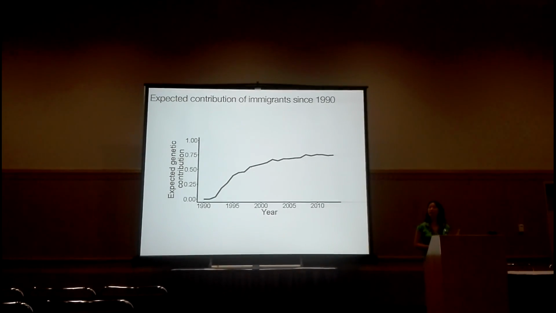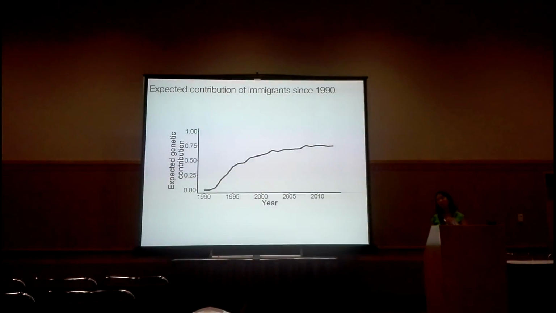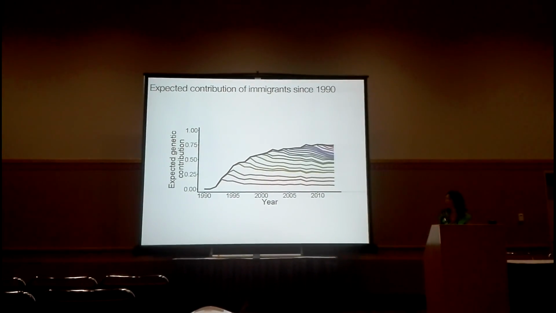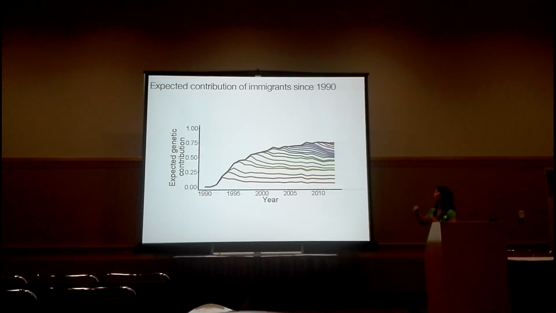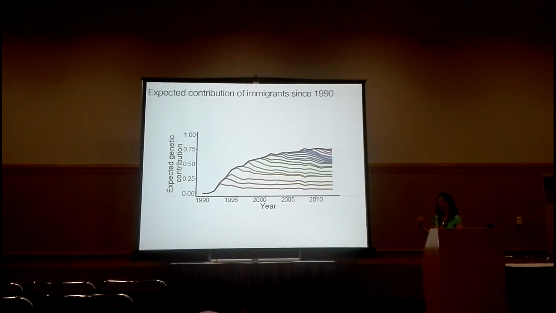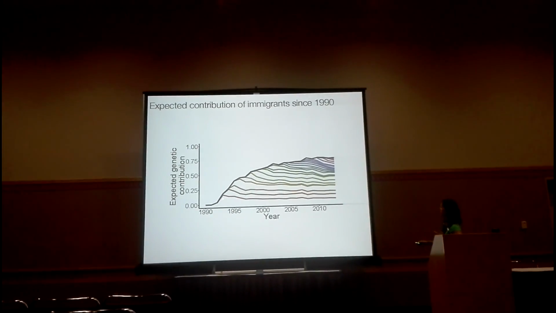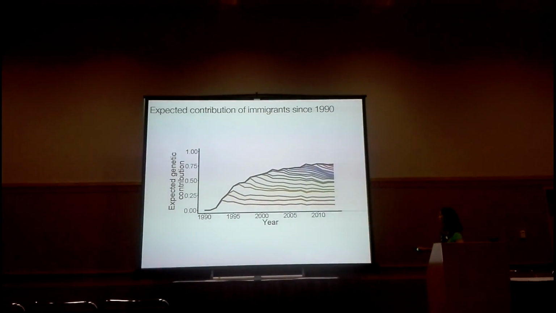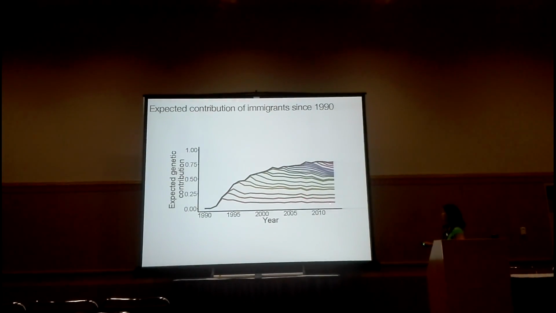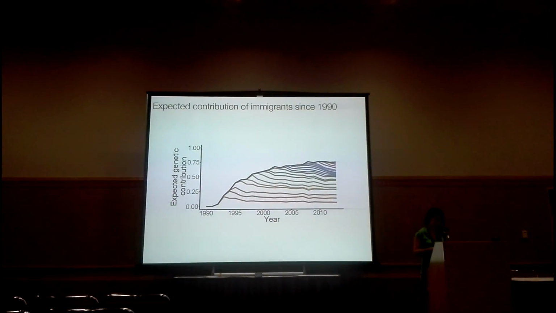We can break this pattern down a little bit more by assigning an immigrant appearing in our population in any given year a different allele. We'll just give them a different number. And look at the expected contribution of immigrants from year to year. So here I'm showing you these stacked lines showing the contribution of immigrants from each year. So for example, this red line is the expected genetic contribution of immigrants that showed up in 1991. The orange line shows the additional expected contribution of immigrants from 1992 and so forth.